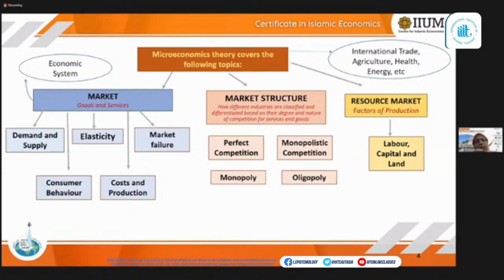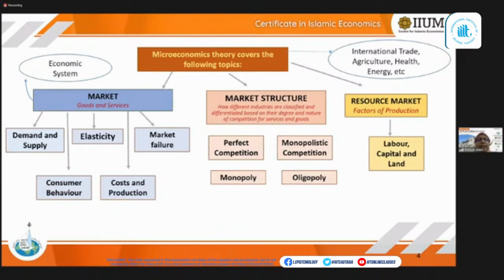So this is essentially what we discussed, or what the theory on consumer behavior is all about. And then we have elasticity. Elasticity is a very important concept, policy-wise as well. A lot of policies have failed, especially when the policymakers do not understand the concept of elasticity.